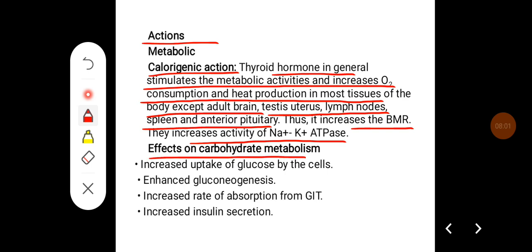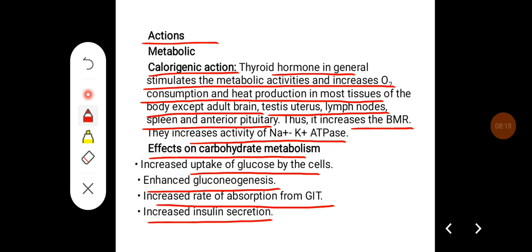Their effects on carbohydrate metabolism: increased uptake of glucose by the cells. They enhance gluconeogenesis, increase the rate of absorption of glucose from the GIT, and increase insulin secretion.